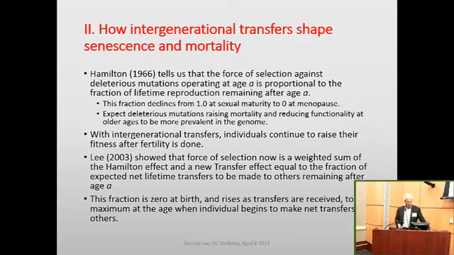In the theory I developed here, instead of the Hamilton result, there's something sort of symmetric, which is that now the force of selection for mutations affecting mortality after a given age is proportional to a weighted sum of the Hamilton effect plus a transfer effect. And the transfer effect, just like the remaining fertility effect, is the share of lifetime transfers made to others that remains to be made after a given age.